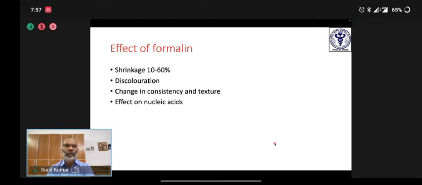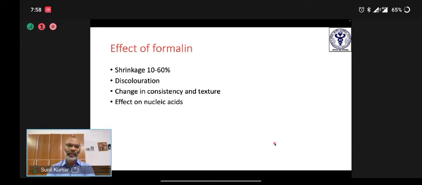Also, there is an effect on nucleic acid. You may be asked, okay, there is a formalin fixed specimen in front of you. Can you go for RNA extraction from this specimen? Yes, you can, but the yield is very limited. Compared to that, the DNA yield is relatively much better, but RNA is very poor because formalin breaks the covalent bonds existing between the nucleotides. That essentially leads to disintegration of the nucleic acid.